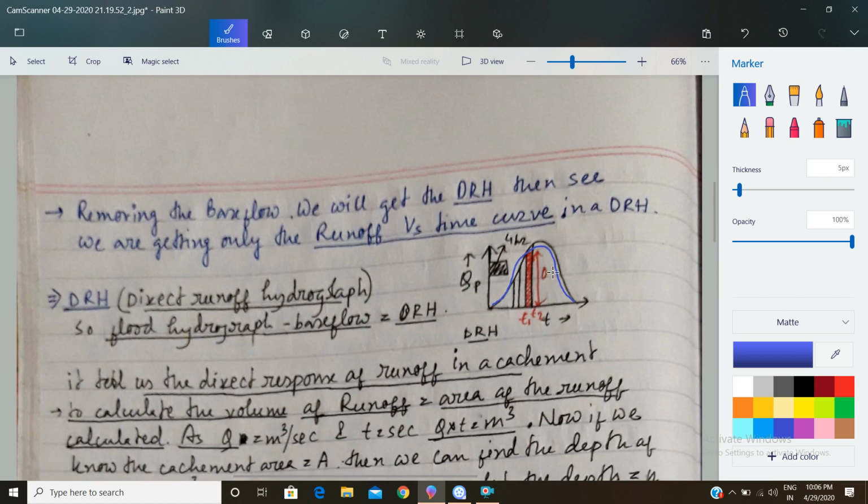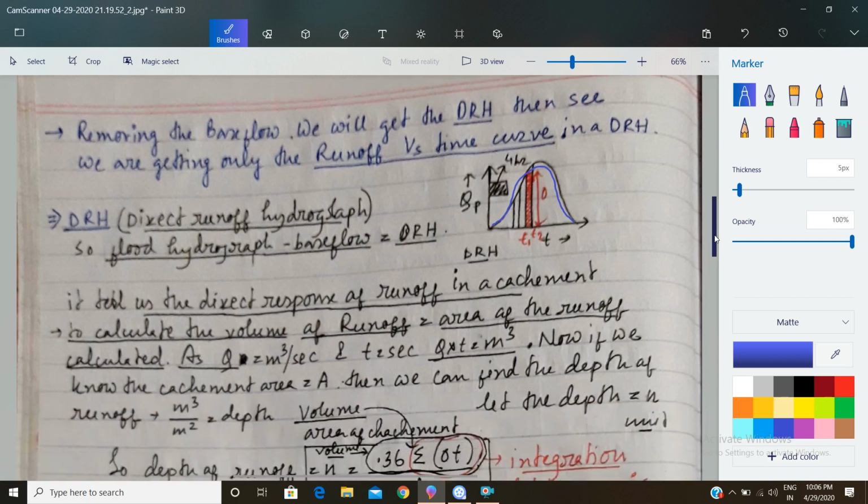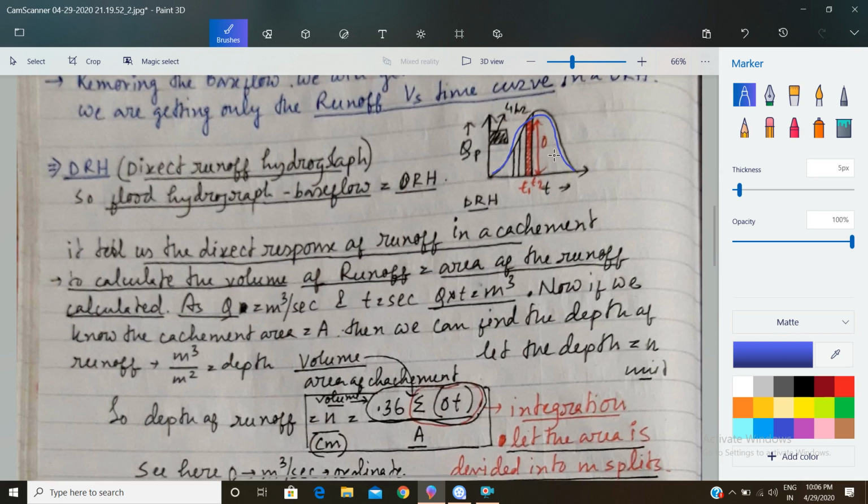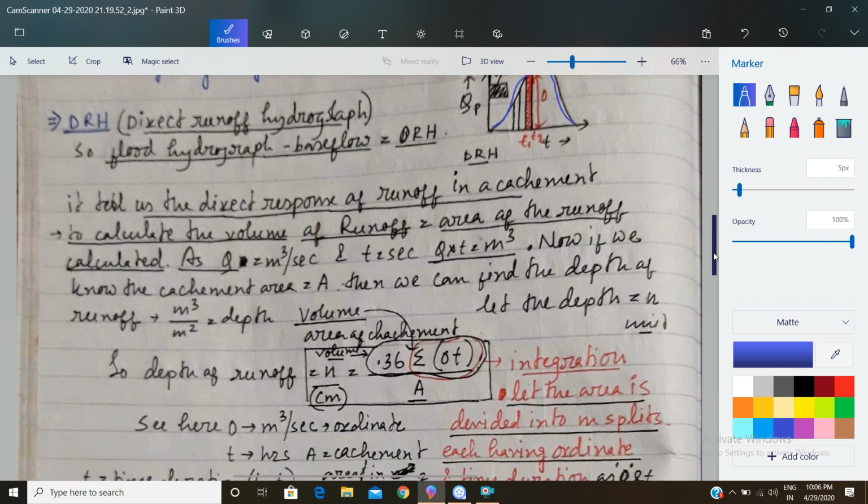Volume means in meter cube. What is the volume of runoff in the stream? We need to calculate the volume of the runoff. Now the area of the hydrograph will state the volume of the runoff here. Please concentrate. The area of the runoff will show the volume of the runoff for us. If the volume of the runoff is divided by the area of the catchment in meter square, then we will get the depth of the runoff. This we have to understand here.